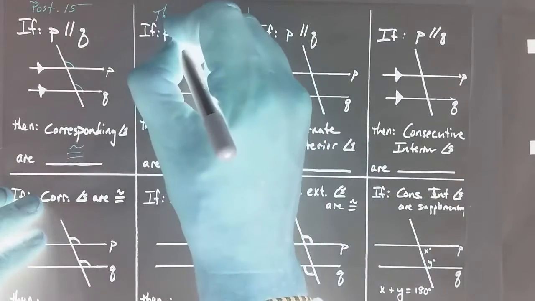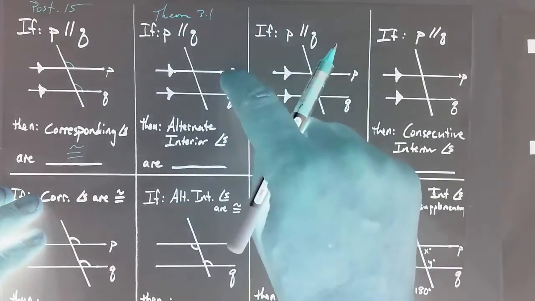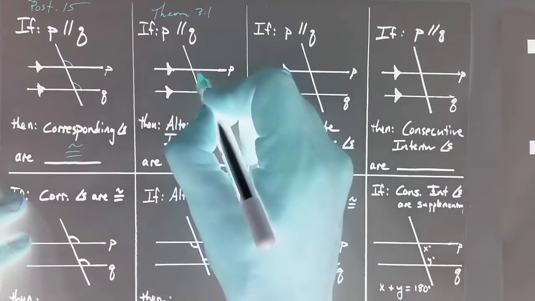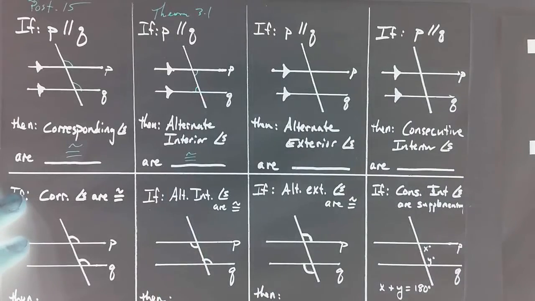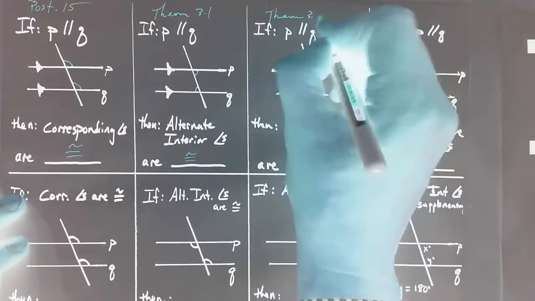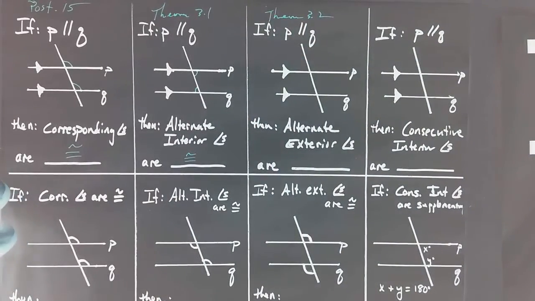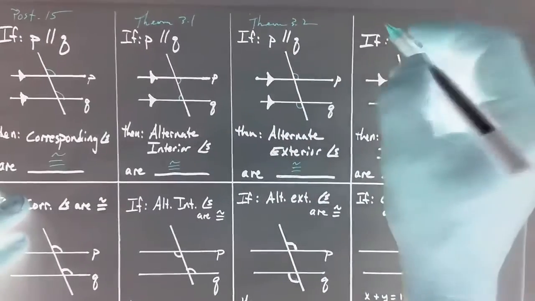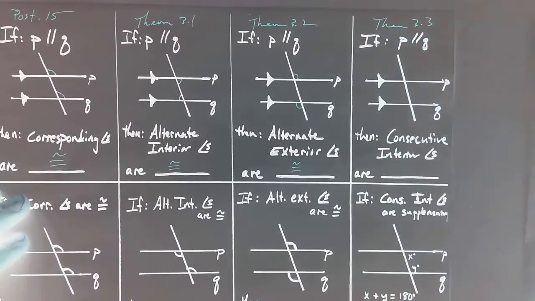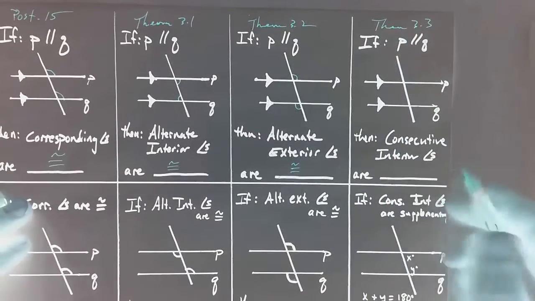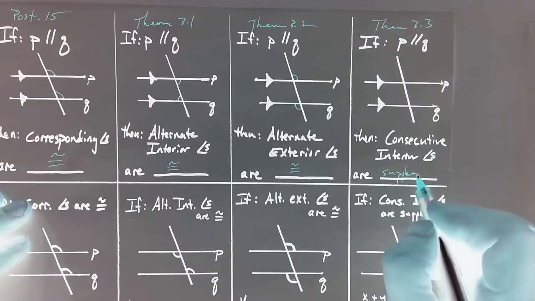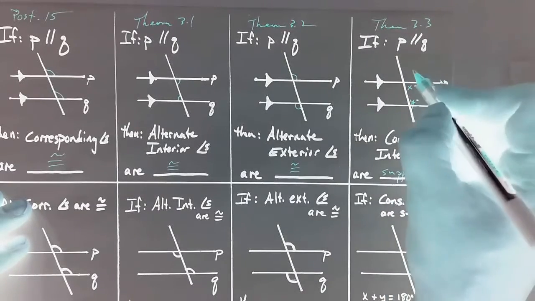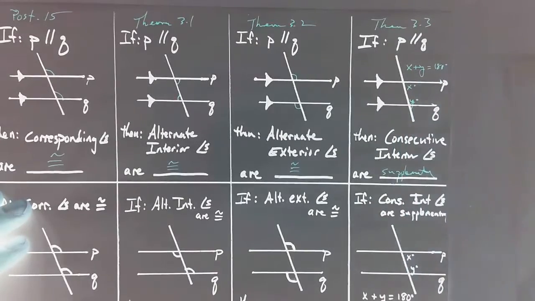For theorem 3.1, if P is parallel to Q, then what do we know about the alternate interior angles? They're also congruent, like that pair right there. For theorem 3.2, if P is parallel to Q, what about the alternate exterior angles? They're congruent, like this angle and this angle. And if P is parallel to Q, by theorem 3.3, what do we know about the consecutive interior angles? These are the only ones that are different. They are supplementary. So if I call this angle X, and this angle Y degrees, then X plus Y equals 180 degrees.